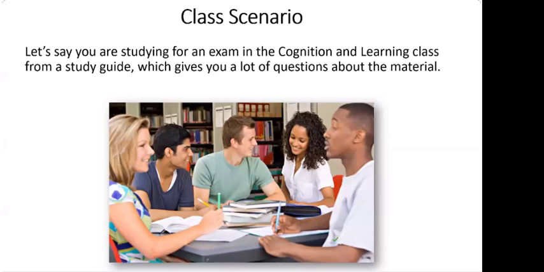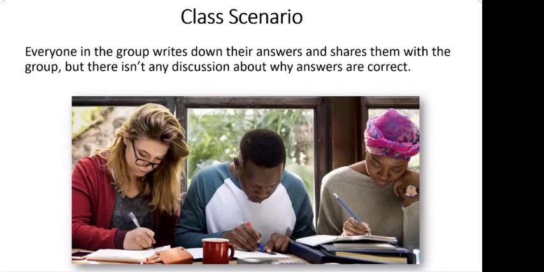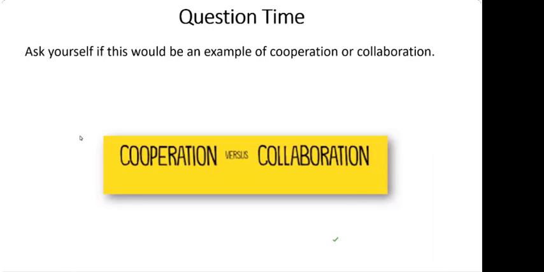So we're going to have a couple of scenarios here. Let's say you're studying for an exam in the cognition and learning class, and you've got a study guide that gives you a lot of questions about the material. So in your group, you've decided to split that study guide up, and you take the first chapter questions, Jamie takes the second chapter questions, Corey takes the third chapter questions, and everyone in the group writes down their answers, and the group shares them, but there isn't really any discussion about why particular answers are correct. Ask yourself if this would be an example of cooperation or collaboration.